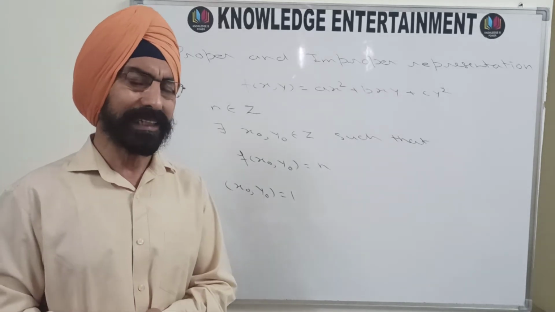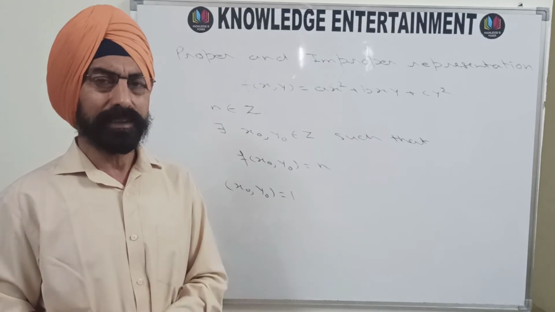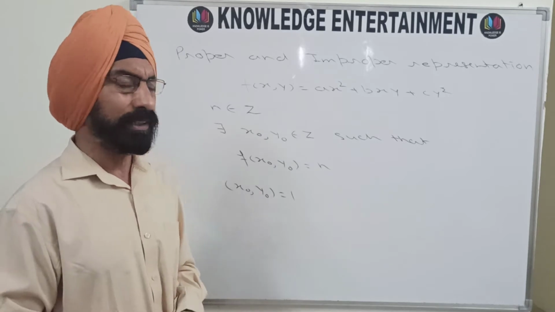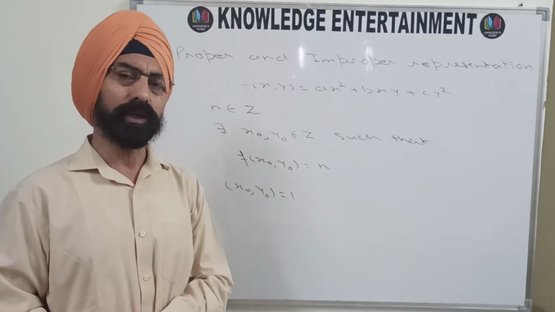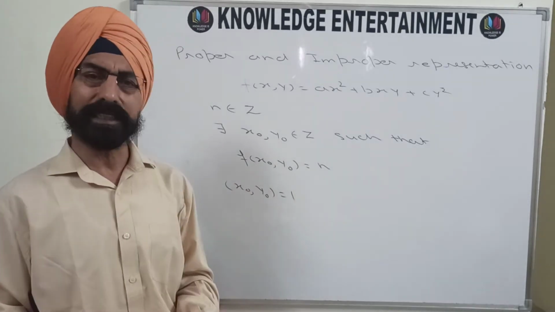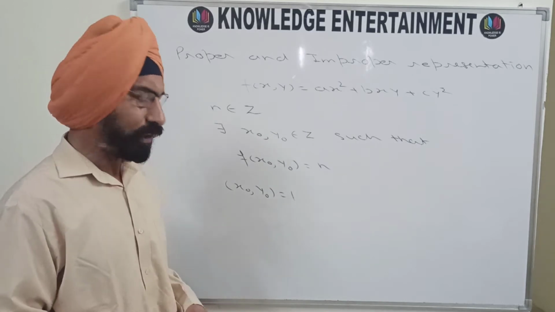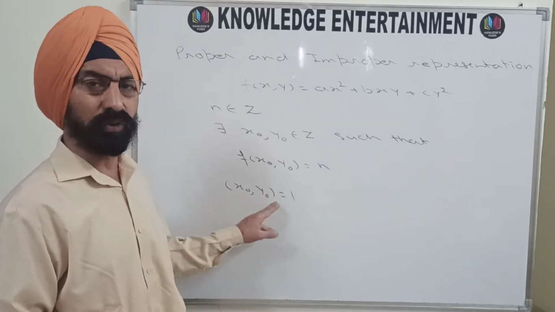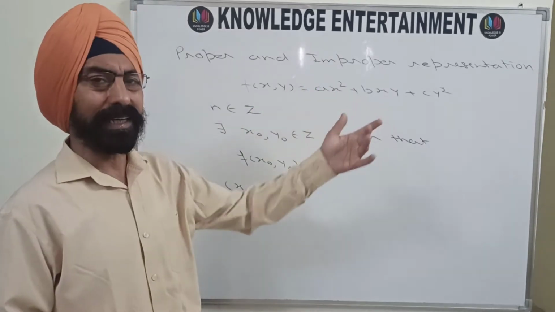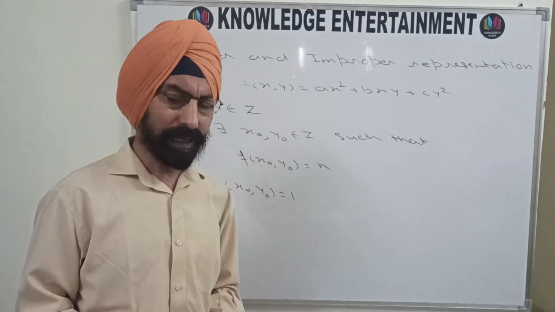One thing is to be clear, that the number of representations may not be unique. There may be 2, there may be 3, there may be 10, 20, 30 representations of n by a particular binary quadratic form. And these representations may be proper, or they may be improper. But the one for which the GCD of x0 and y0 is 1 will be called the proper representation of n by the binary quadratic form ax² + bxy + cy².